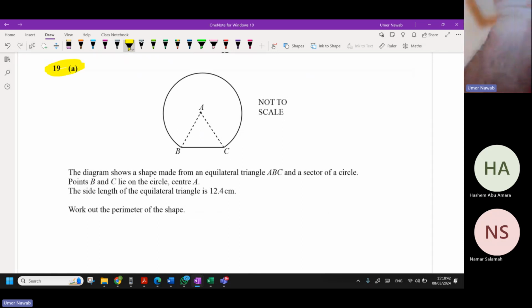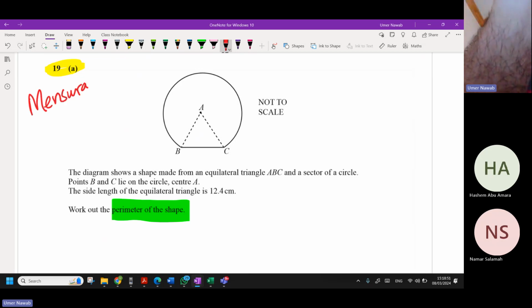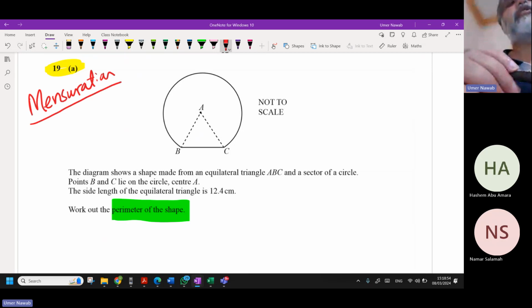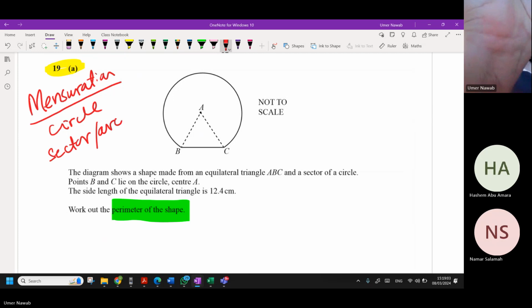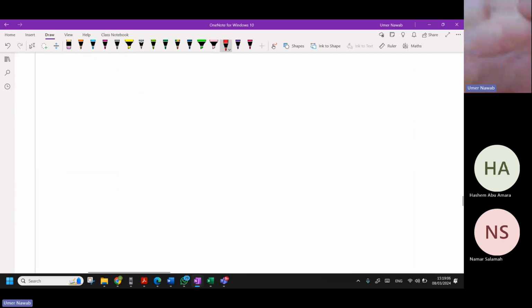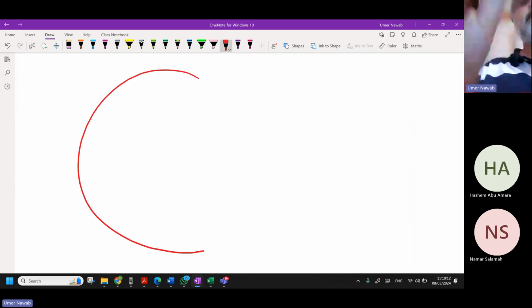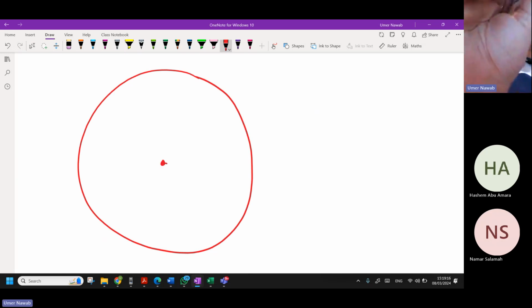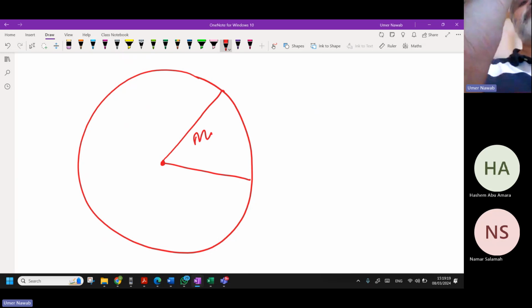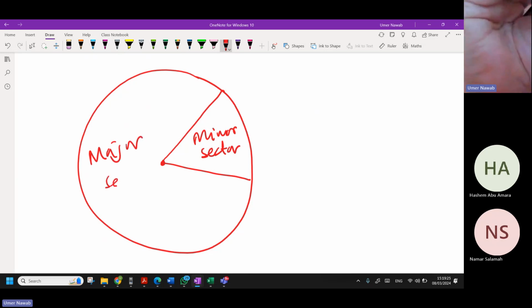Now, the question number 19, guys, it is again on mensuration, because the guy is talking about perimeter of a shape. So this is clearly a mensuration question. In mensuration, this question is related to circles. And in circles, he's talking about sectors or arc lengths. So I want to give you a brush up on sector and sector angle, arc and arc length. So guys, this is a circle. And if this is the center, this is radius. So this is called minor sector. And this is called major sector.